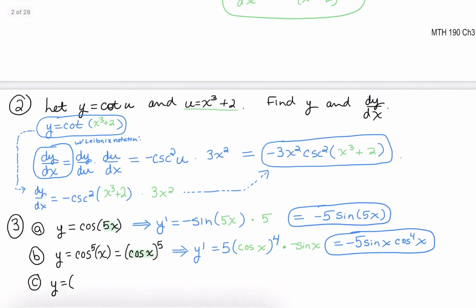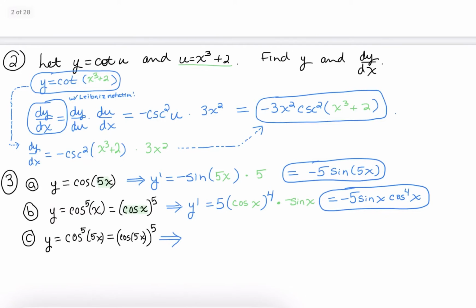Let's look at what would be the cosine to the fifth of 5x. So now we have a combination of both part A and part B. First of all, we have to recognize that this is really cosine of 5x being raised to the fifth. Now, we have the primary inside function, and the outermost structure we're working under is similar to the last example. I have an inside function raised to an outer power.